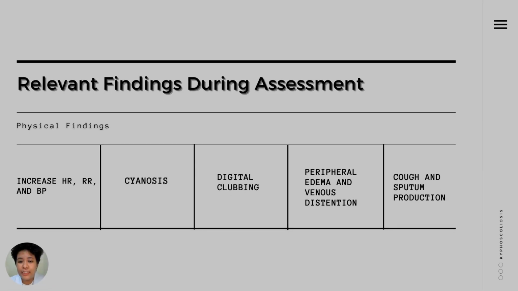For the physical findings, the patient may have an increase in heart rate, respiratory rate, and blood pressure due to the abnormal lab values and deformities. While cyanosis may be caused by lung restriction, compression, mucus accumulation, and atelectasis that make the oxygenated blood not reach the distal extremities, which can cause digital clubbing.